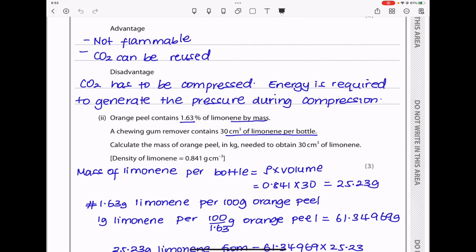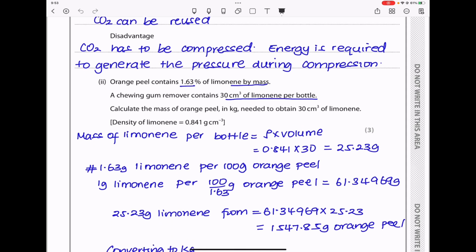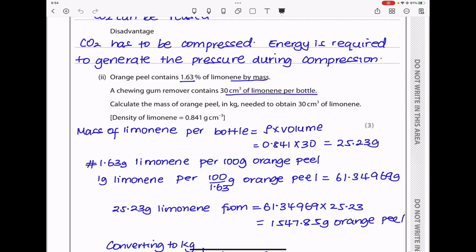In the next part, orange peel contains 1.63% of limonene by mass. A chewing gum remover contains 30 cm³ of limonene per bottle. Calculate the mass of orange peel in kilograms needed to obtain 30 cm³ of limonene. They've given us the density of limonene as 0.841 g/cm³. I began by calculating the mass of limonene per bottle, which is the density of limonene times the volume per bottle. So here we have 0.841 times 30, which is 25.23 grams per bottle.